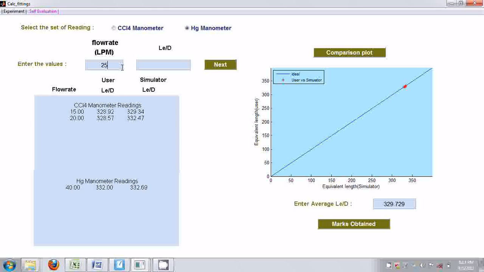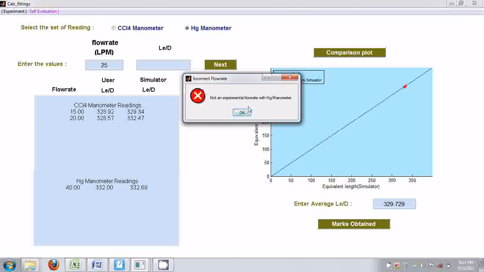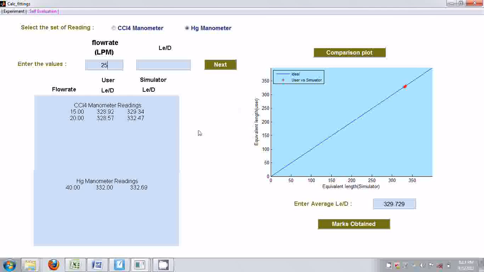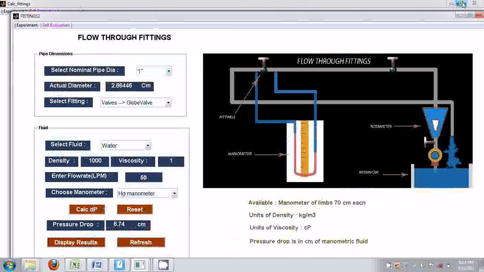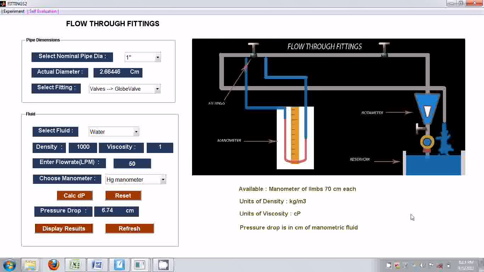And if you try to enter any flow rate with which you have not done the experiment, it shows up an error, not an experimental flow rate with Hg manometer. Okay. And at any point of time, if you want to go to the main experiment, you just click this experiment window. This is the experiment window. Yeah, this is how you will proceed with this simulation tool. Thank you.